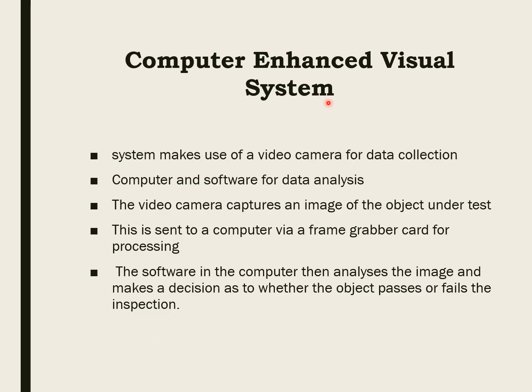Now the most important one is the computer enhanced visual system. In a computer enhanced visual system, we use a computer and software for data analysis. The system makes use of a video camera for data collection, and those photos are analyzed by computer software. The video camera captures the image of the object being tested, which is sent to a computer via a frame grabber card for processing. The software in the computer analyzes the image and determines whether there are defects or not, and whether the object passes or fails the test.